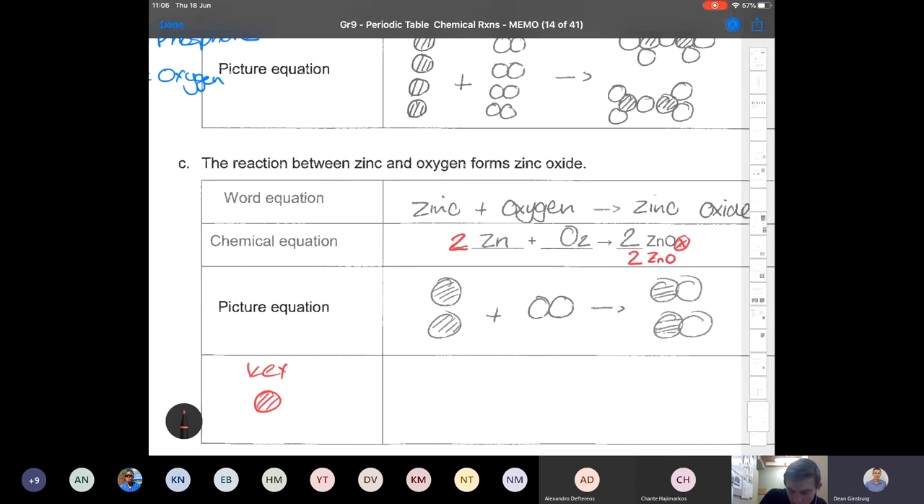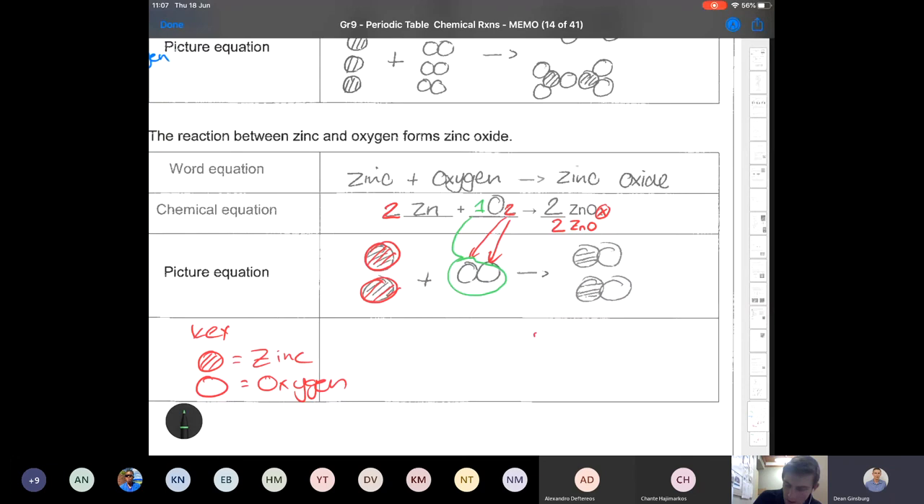Circle with diagonal lines represents Zn, zinc. And open circle represents oxygen. Okay, so there we go. We've got zinc, 2 of, there's the first one, there's the second one. So 2 zinc atoms react with 1 oxygen molecule. Oxygen's got a 2 there, so it means it's diatomic. There's an invisible 1 in front of it, so there is just the 1 oxygen molecule. And we form 2 zinc oxide molecules. So the zinc would be that atom and that atom, the oxygen would be that atom and that atom. And the 2 means that we've actually got 2 of them. There's the first molecule, there's the second molecule.